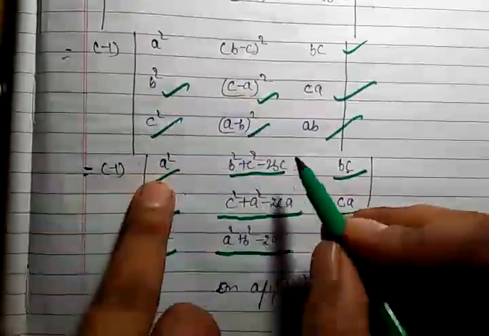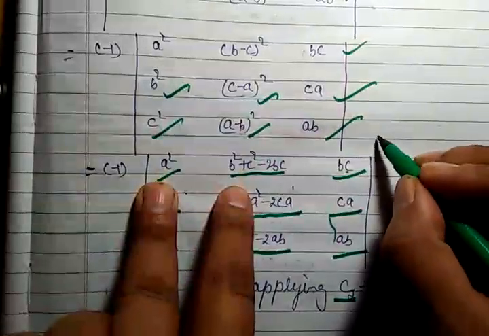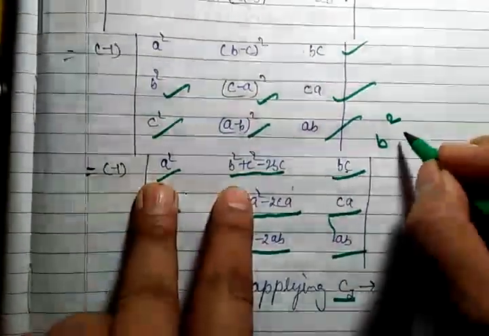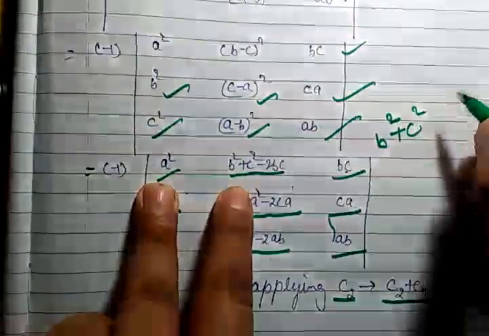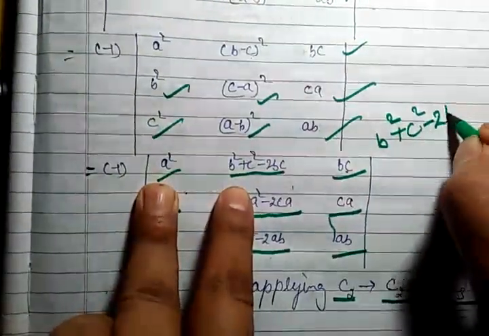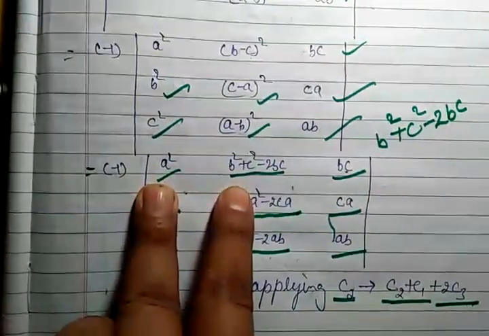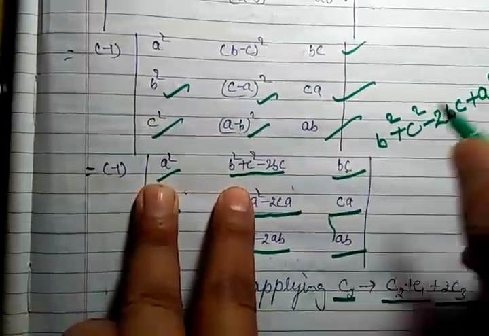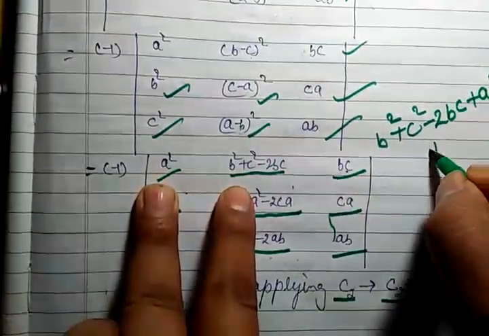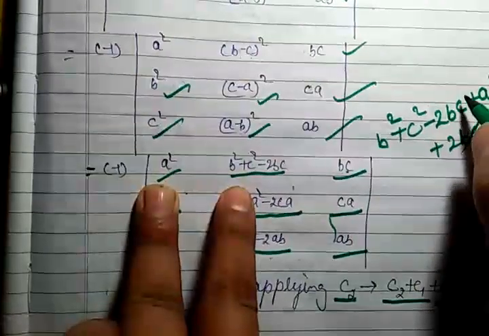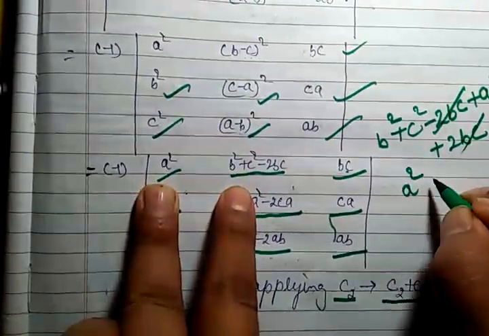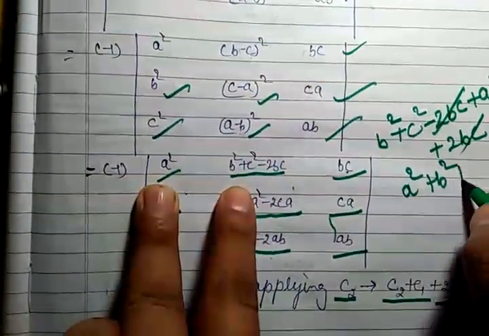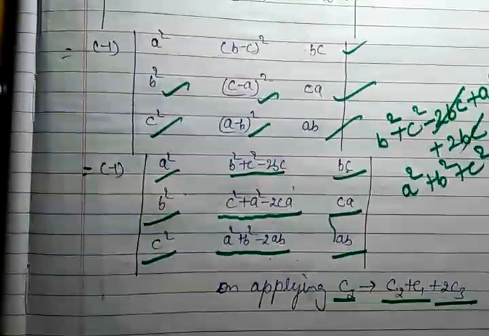समझ रहे हैं ना बात को? हम क्या कर रहे हैं C2 में, C2 मेरा क्या है, देखो C2 मेरा ये है B स्क्वायर प्लस C स्क्वायर माइनस 2BC, ये है. इसमें क्या ऐड कर रहा हूं मैं, इसको ऐड कर रहा हूं प्लस A स्क्वायर को, और इसका दुगना 2 टाइम्स इसका ऐड कर रहा हूं प्लस 2BC. तो ये डिडक्ट आउट हो जाएगा और आपका सिंपल बचने वाला है A स्क्वायर प्लस B स्क्वायर प्लस C स्क्वायर.